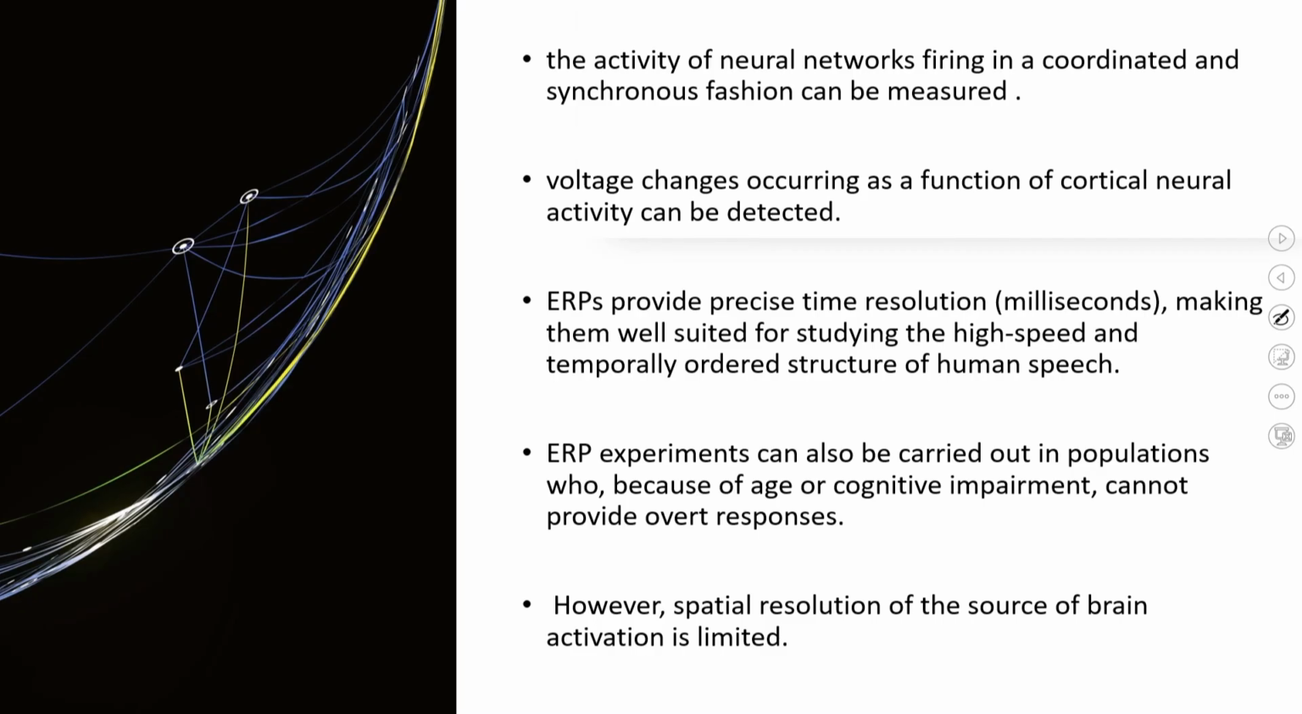This can also be carried out in populations who, because of age or cognitive impairment, cannot provide overt responses, because here you do not have to do anything. For example, you can just be sitting with the cap on, looking at some pictures or even linguistic stimuli on the screen. As you are looking at them, your brain is processing that information, and that processing itself will be picked up by the machine. So, you do not need to overtly do anything. That is why this machine is very useful.